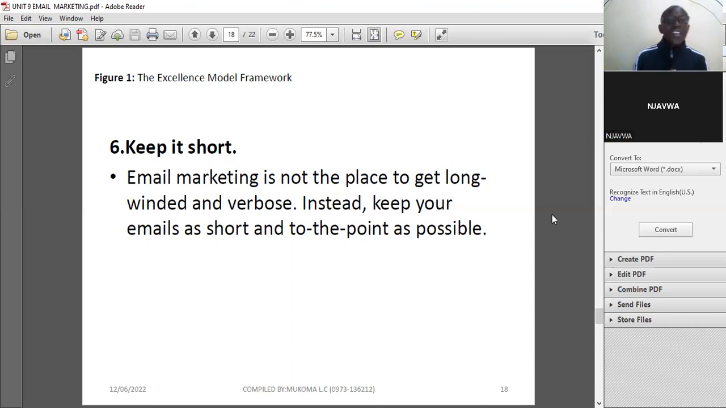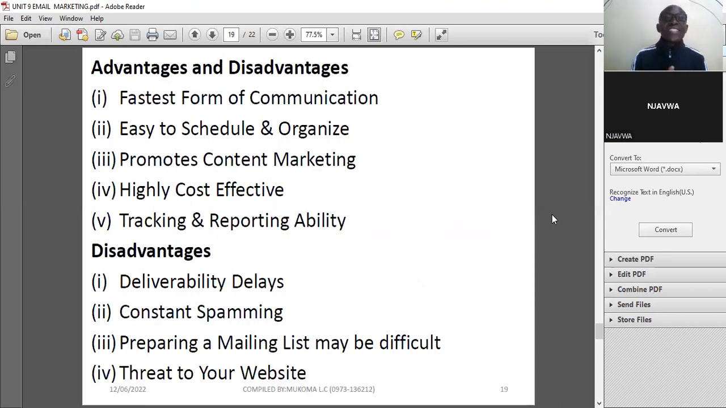Unless there's a comment or a question, before we look at the advantages and disadvantages of email marketing.